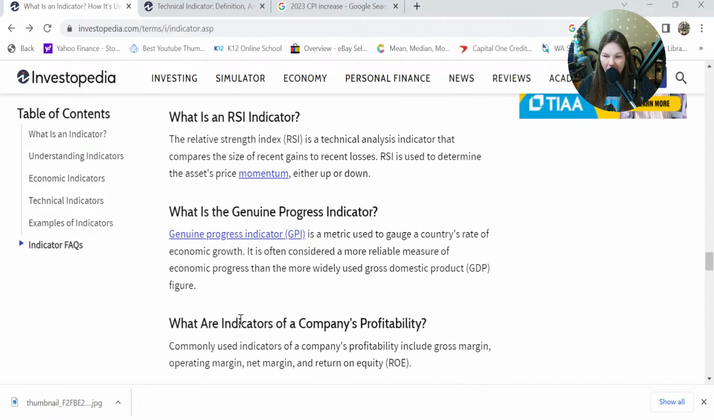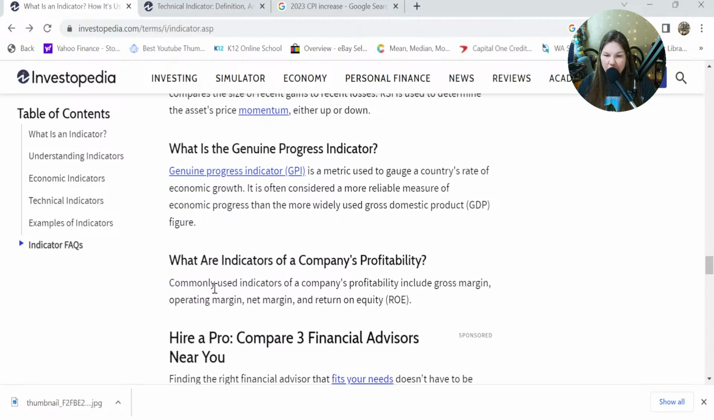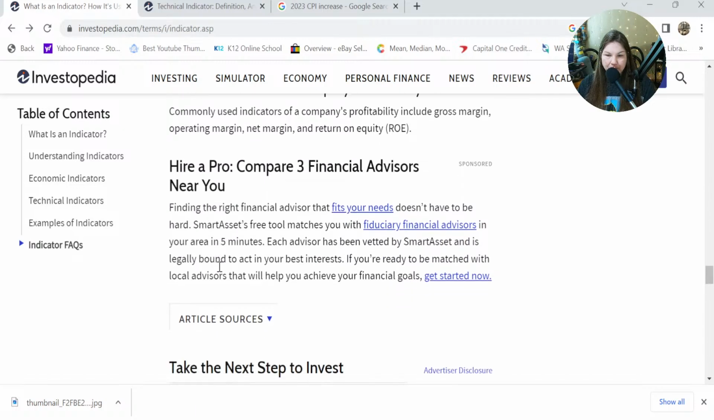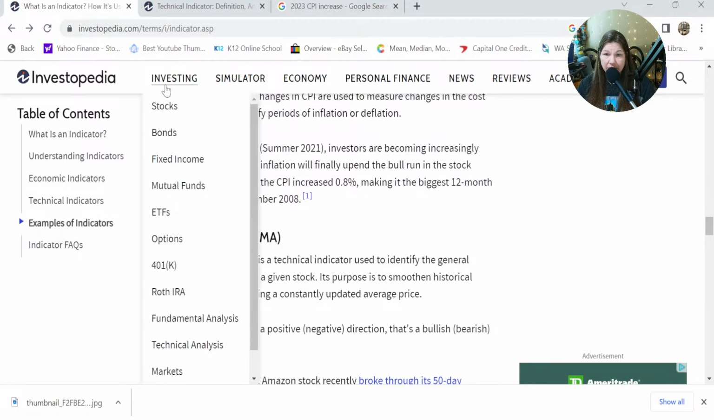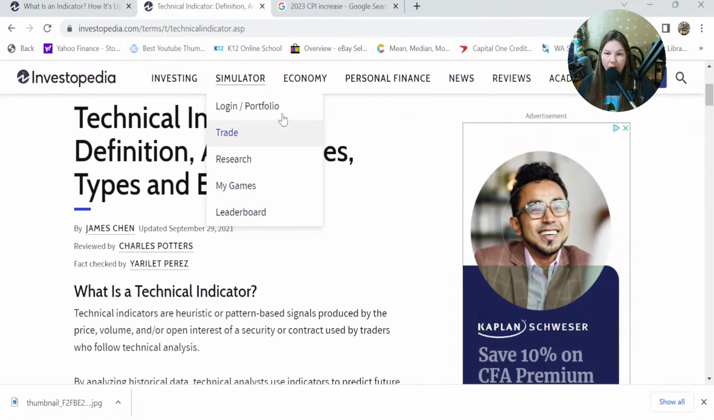So what is the Genuine Progress Indicator? The GPI is a metric used to gauge a country's rate of economic growth. It's often considered a more reliable measure of economic progress than the more widely used gross domestic product, GDP. So what are indicators of a company's profitability? Commonly used indicators of a company's profitability include gross margin, operating margin, net margin, and return on equity. So we don't need to hire a pro, guys, because we're going to keep investigating and doing it ourselves, and that's okay. So now we have technical analysis.